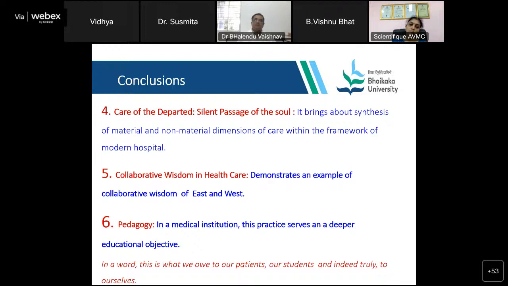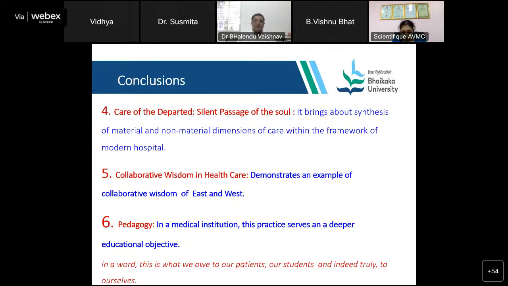Fifth is collaborative wisdom in healthcare. This practice demonstrates an example of collaborative wisdom of East and West. It is not that either East or West, nor East if West is there, nor West if East is there. It's a collaborative wisdom. Wisdom of East combined with wisdom of West. Technique and skills of West, materialism of West, and wisdom and prayer and spiritual character of East. So that is the need.